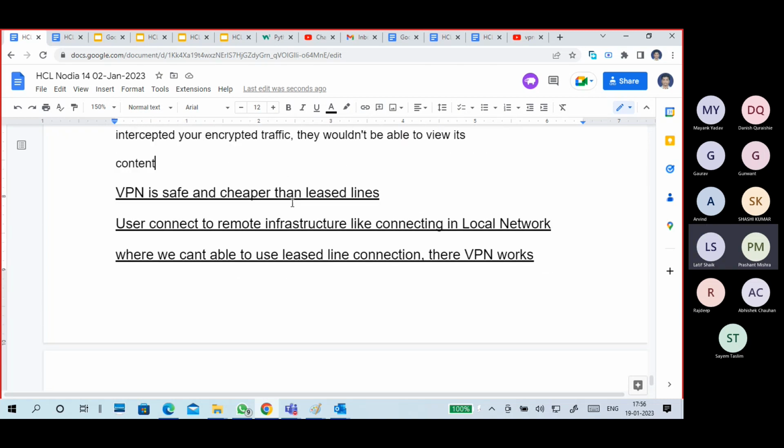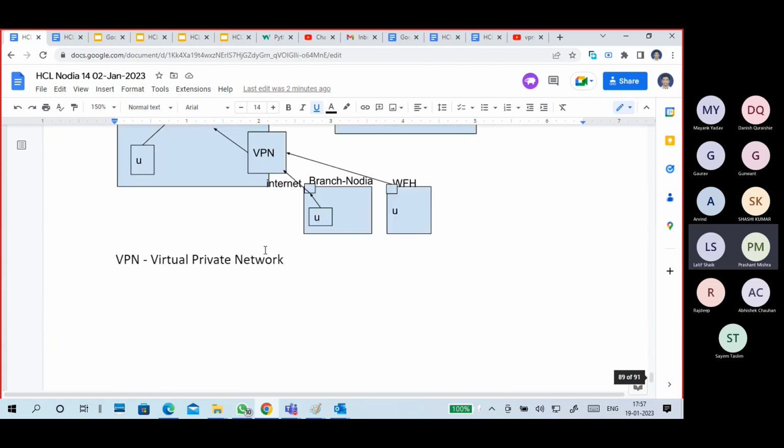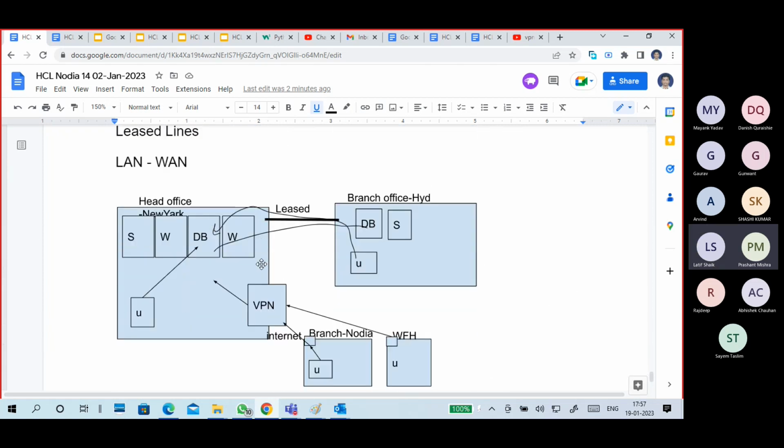VPN is safe and cheaper than leased lines, because with leased lines, payment is compulsory and both side connectivity is required. With a VPN, organization side connectivity is enough. Your side you will connect through the public internet, but a leased line is not like that, guys. With leased lines, on this side you have to go to the ISP for connectivity, and on this side also. Both side connectivity is required.